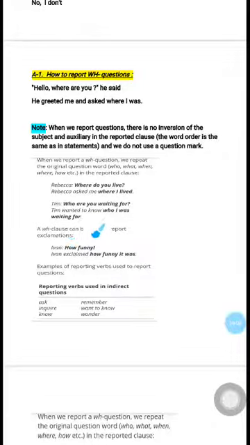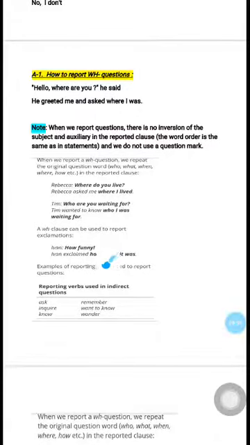A WH question clause can also be used to report an exclamation. Eva is a name like Mariam, Jainaba. Okay, how funny. This is an exclamation. Eva exclaimed how funny it was. This is how to report an exclamation.